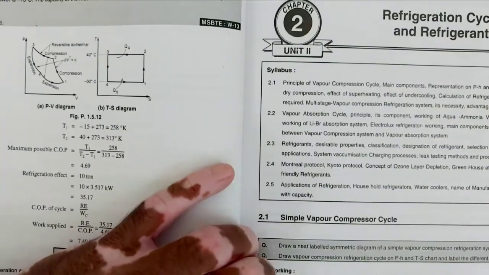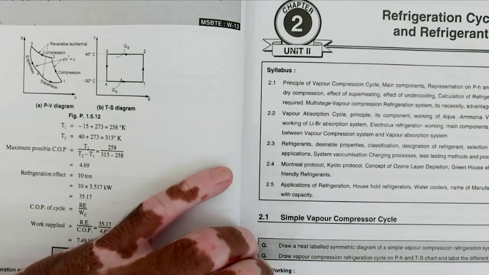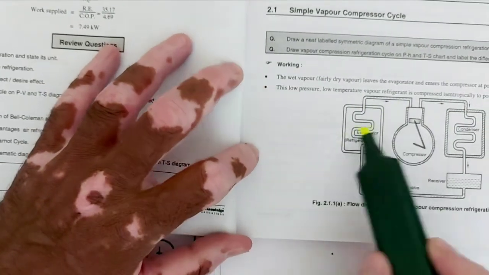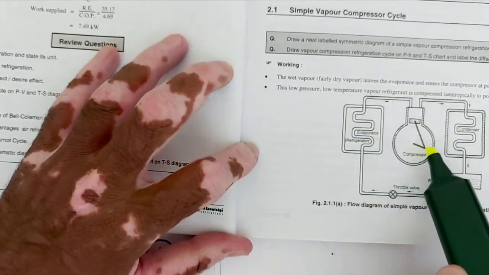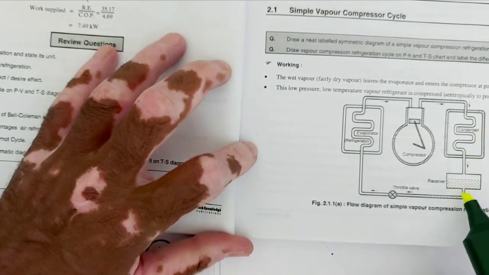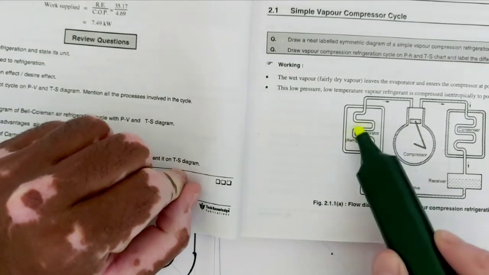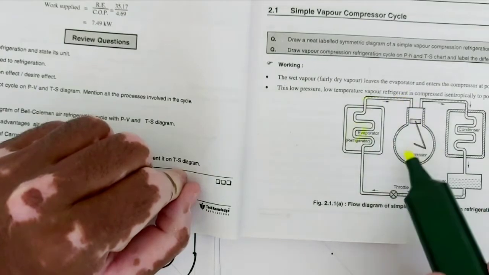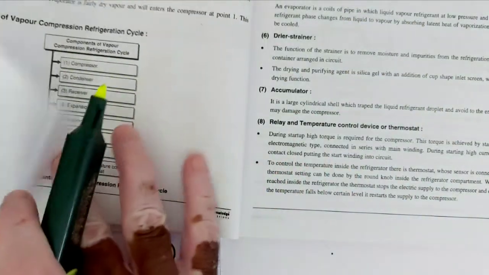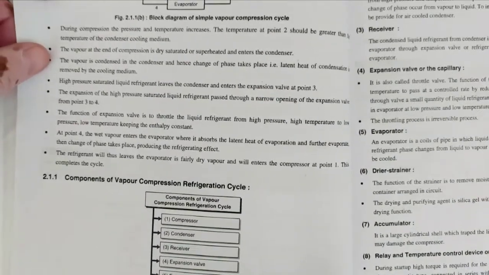So this compressor, compressed air comes to the condenser, then receiver, this throttle valve and this evaporator. Refrigerating effect will occur here. So this compression, then condenser and receiver, expansion valve, throttle valve opens, and this refrigerating effect will be here, and again compression. So this is the simple vapor compression cycle.